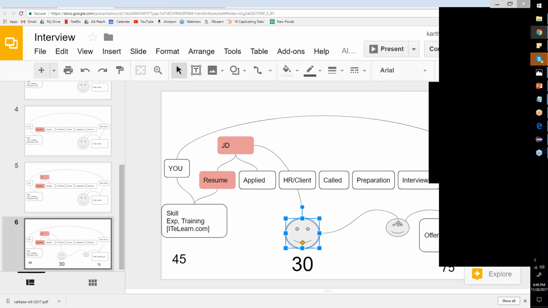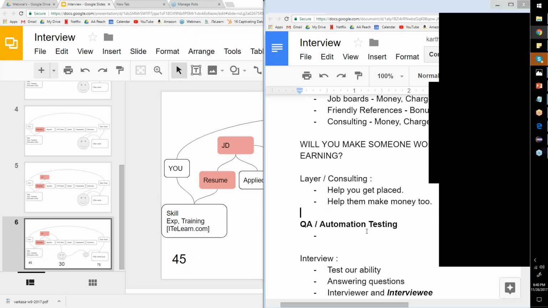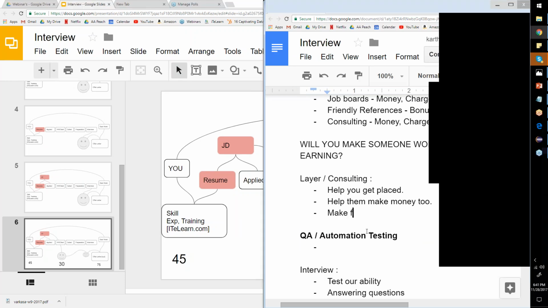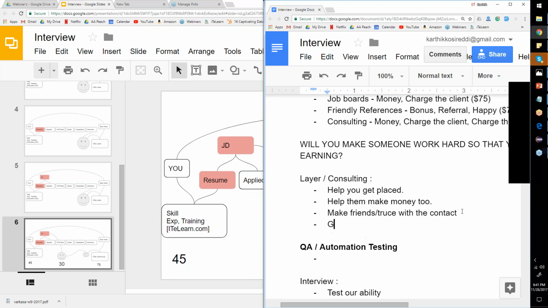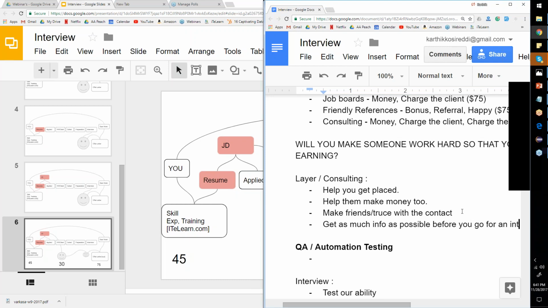It will become easy. So, most importantly, make friends, or truce, is the correct word, with the contact in between. They will give you all the information. Get as much info as possible before you go for an interview.